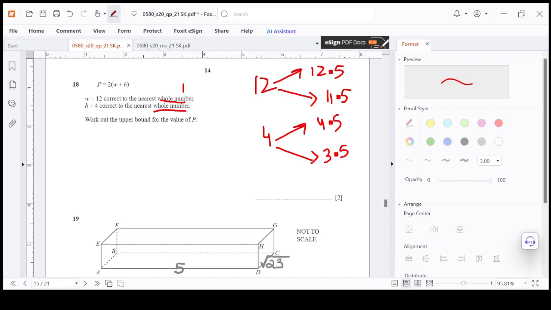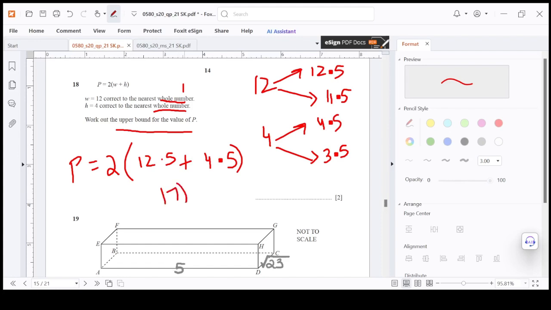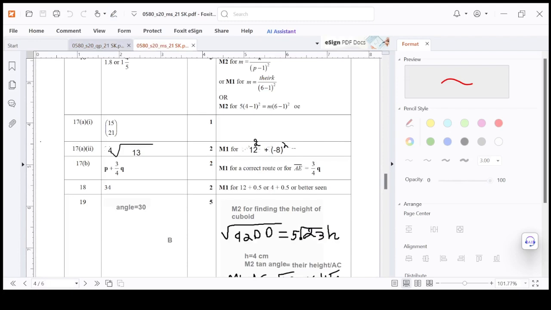Work out the upper bound value for P. So if we need the upper value, we're going to use upper W, which is 12.5, plus upper H, which is 4.5. So 12, 13, 14, 15, 16, 17. 17 times 2. 2 sevens are 14. 2 ones are 2, 3, 34 seems to be the answer. Let's check. Yes, that is right.